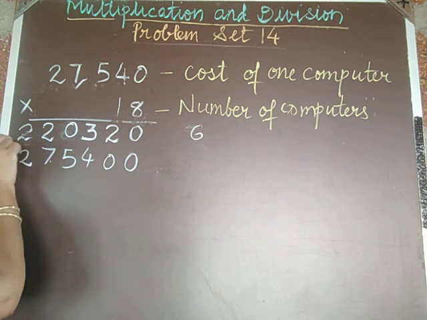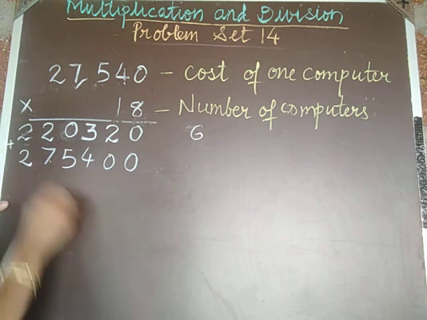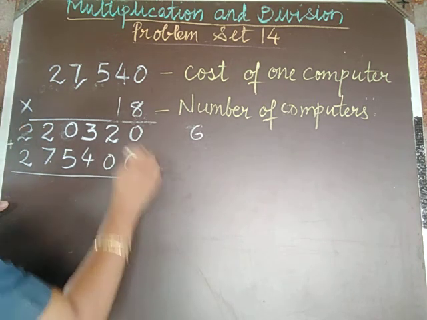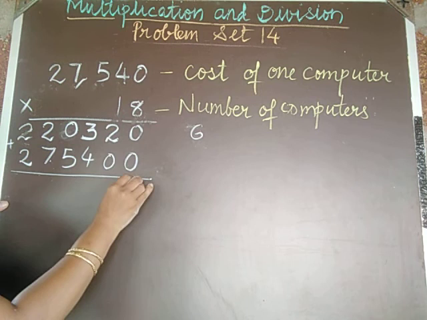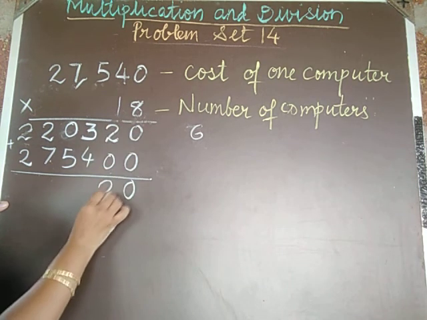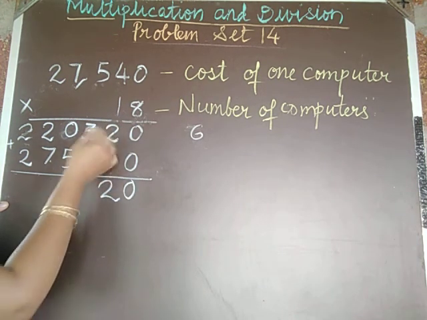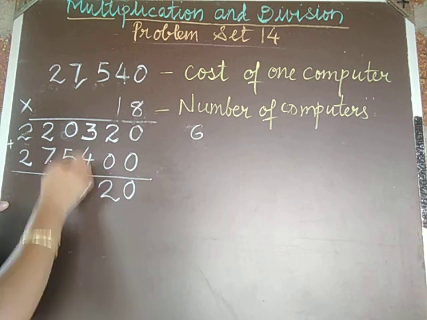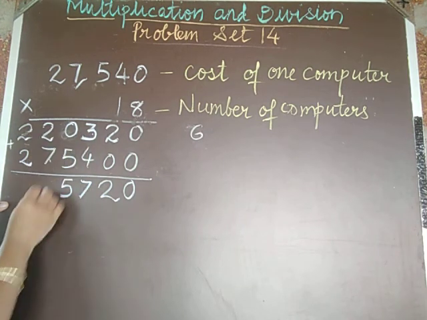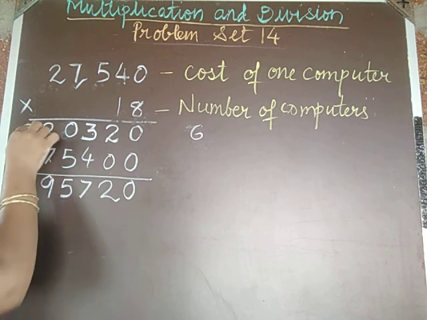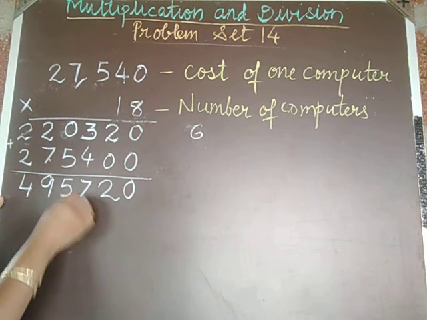Now what you have to do? You have to add these two numbers. Just go on adding these digits to each other. So 0 plus 0 is 0, 2 plus 0 is 2, 3 plus 4 is 7, 0 plus 5 is 5, 7 plus 2 is 9, 2 plus 2 is 4.